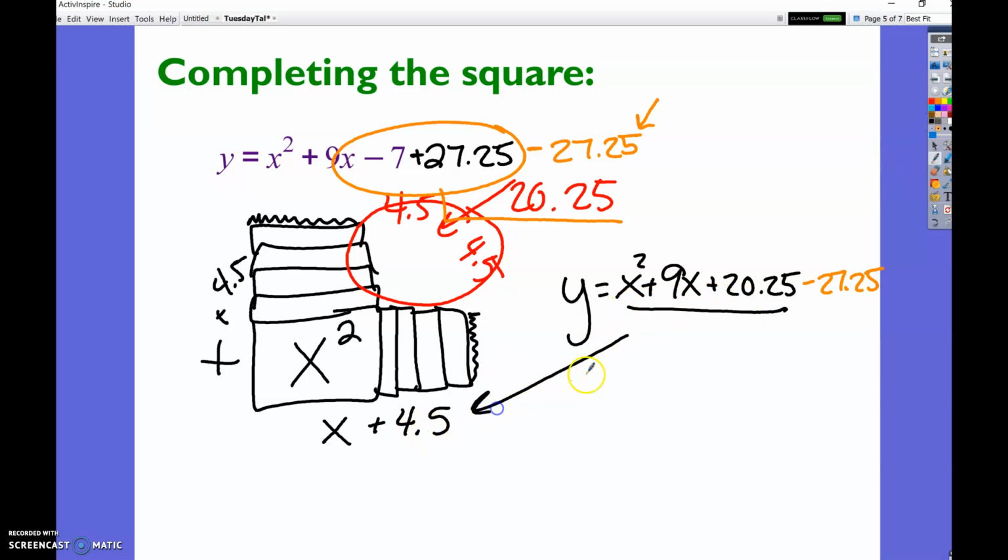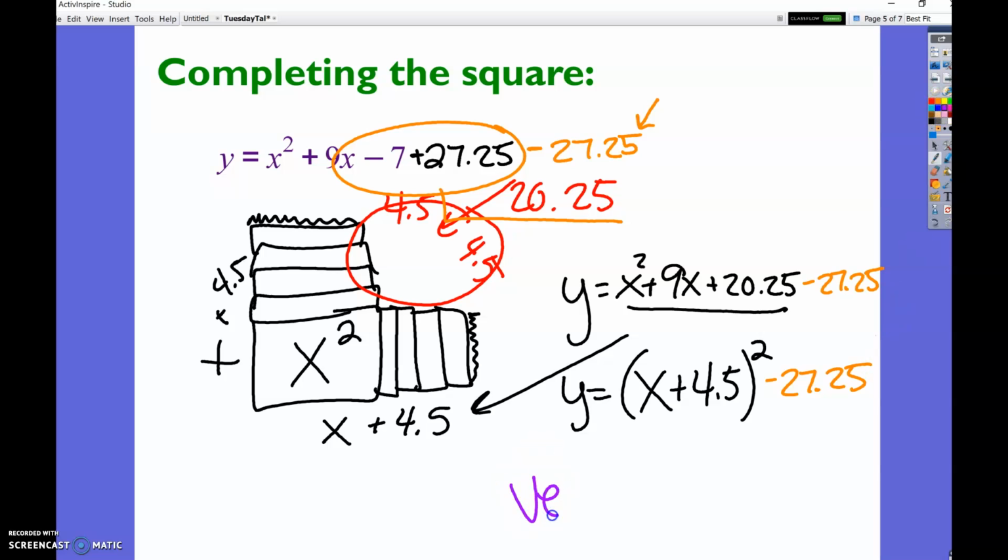Let's just use this. It's a square. It was x plus 4.5 times x plus 4.5. You can actually use your tiles to make this term in the middle here. So I have my y equals, and I bring down my booger, and I am in vertex form. And so that tells me from the patterns we saw when we graphed them that my vertex is negative 4.5, comma, negative 27.25.